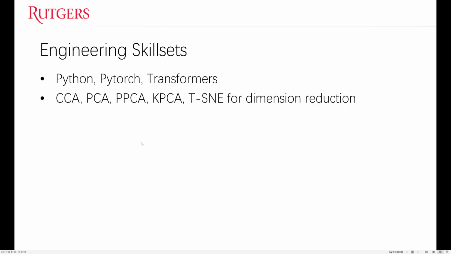From these projects, I've learned many useful skills like Python, PyTorch, and transformers. I also remember the paper "Attention Is All You Need." It is a famous paper, and it's quite interesting. Also, I've learned several dimension reduction methods like CCA, PCA, PPCA, kernel PCA, and t-SNE.